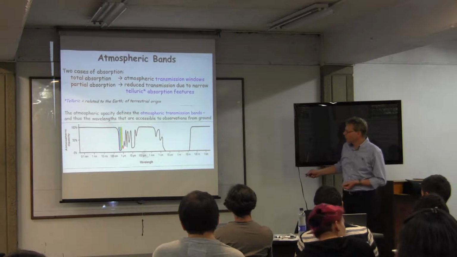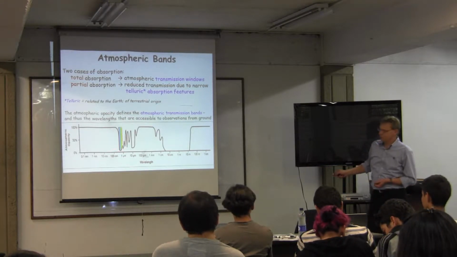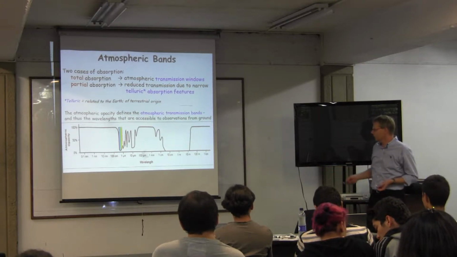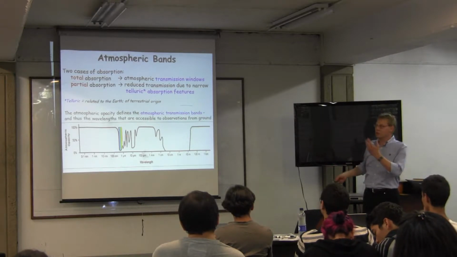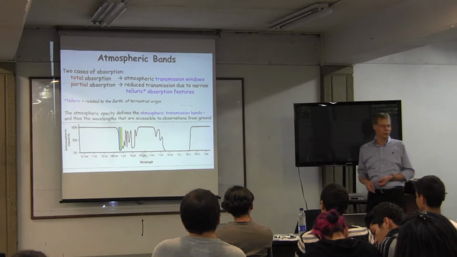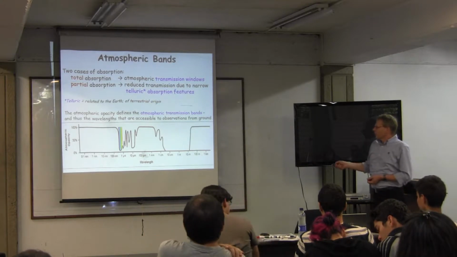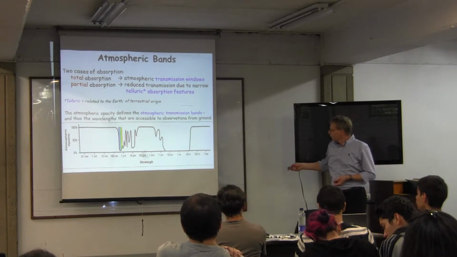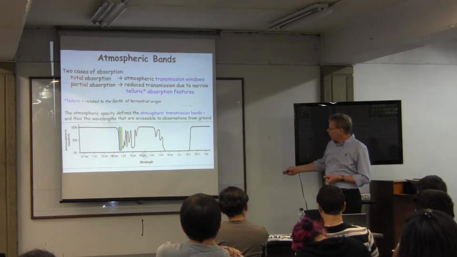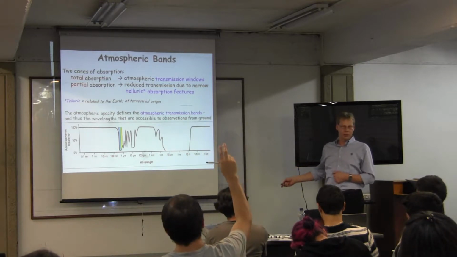And it's probably not a coincidence that humans have developed eyes that are sensitive to the light that we can see and not to wavelengths that are being absorbed. But yeah, so this is the spectrum we all have to deal with when we do observations from the ground.